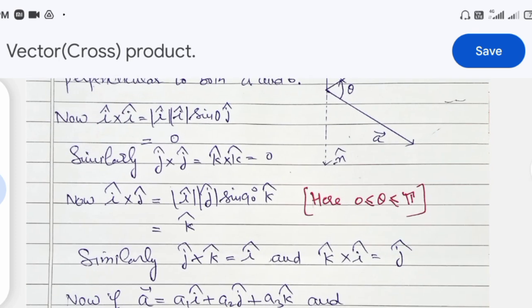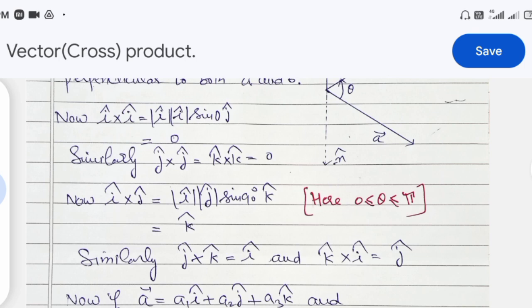Now two different vectors: i cross j is equal to mod of i into mod of j into sin 90 degree into k. Here the magnitude of unit vector i is 1. So this is 1 into 1 into sin 90 degree. Here theta is 90 degree, sin 90 is equal to 1. So 1 into 1 into 1 into k is equal to unit vector k.